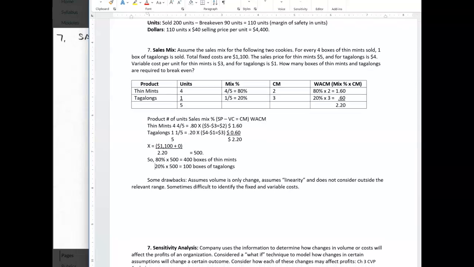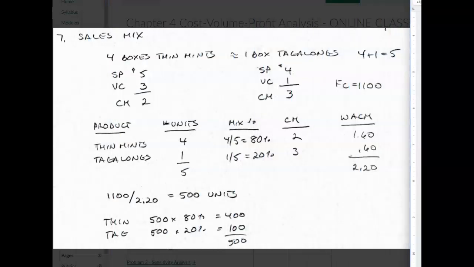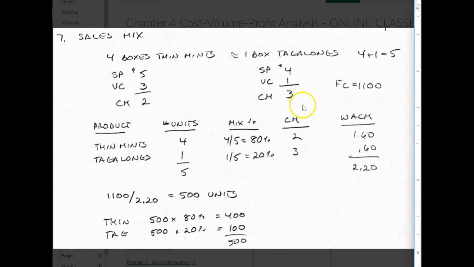So the sales mix problem that we just did is right here, and this is well set up. You get your product, the units, then the mix percentage times the contribution margin gives you your weighted average margin. If I take my fixed cost and divide it by my weighted average contribution margin, I get 500 units in total that will sell, or you could think of it as bundles. And 80% of those will be Thin Mints, and 20% will be Tagalongs.